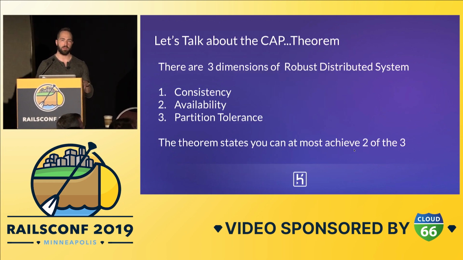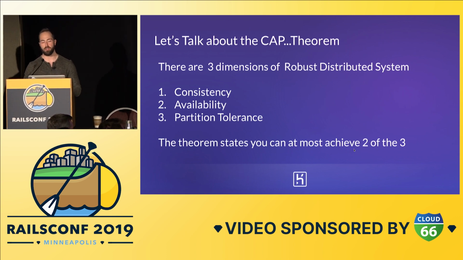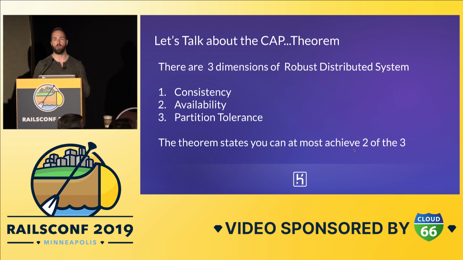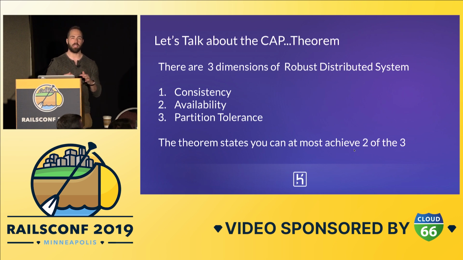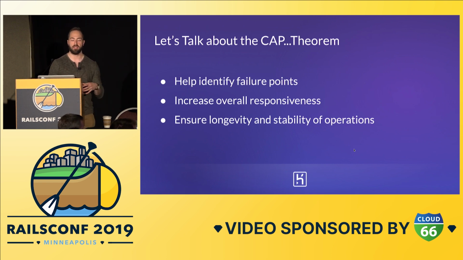So let's talk about that cap, specifically the CAP Theorem. There are 3 specific tenets of the CAP Theorem, which are consistency, availability, and partition tolerance. The theorem states you can achieve only 2 of these 3 at any given point in time. You can try to compensate for the lack of the third one, but truly you'll never be able to fully achieve all 3 simultaneously. What this does is help identify critical failure points, and increase the overall responsiveness, longevity, and stability of your applications. So how do we translate that to Postgres and Rails?